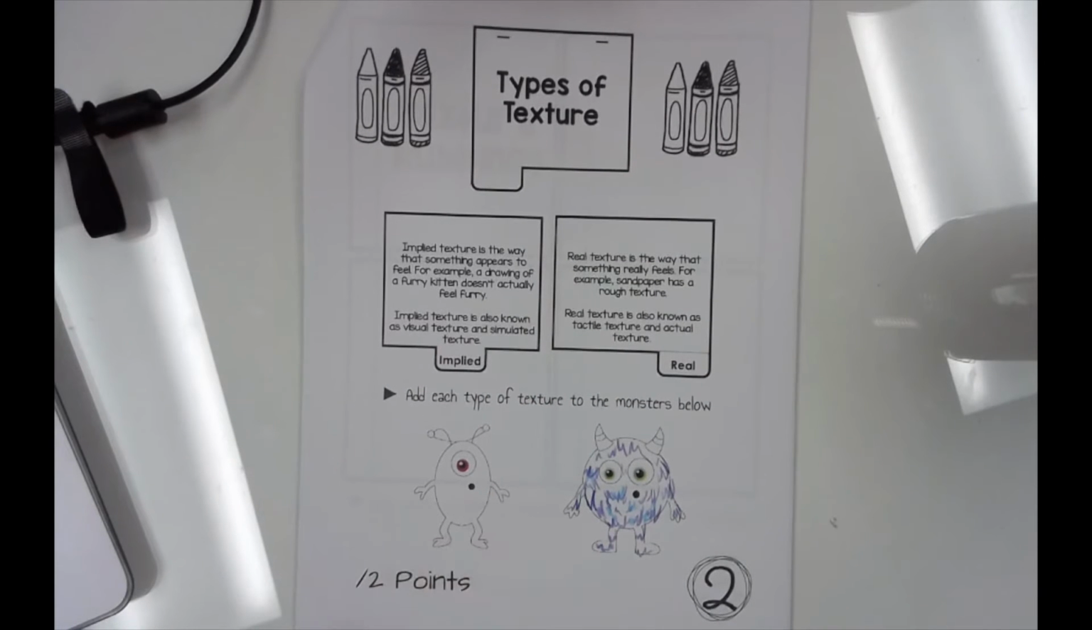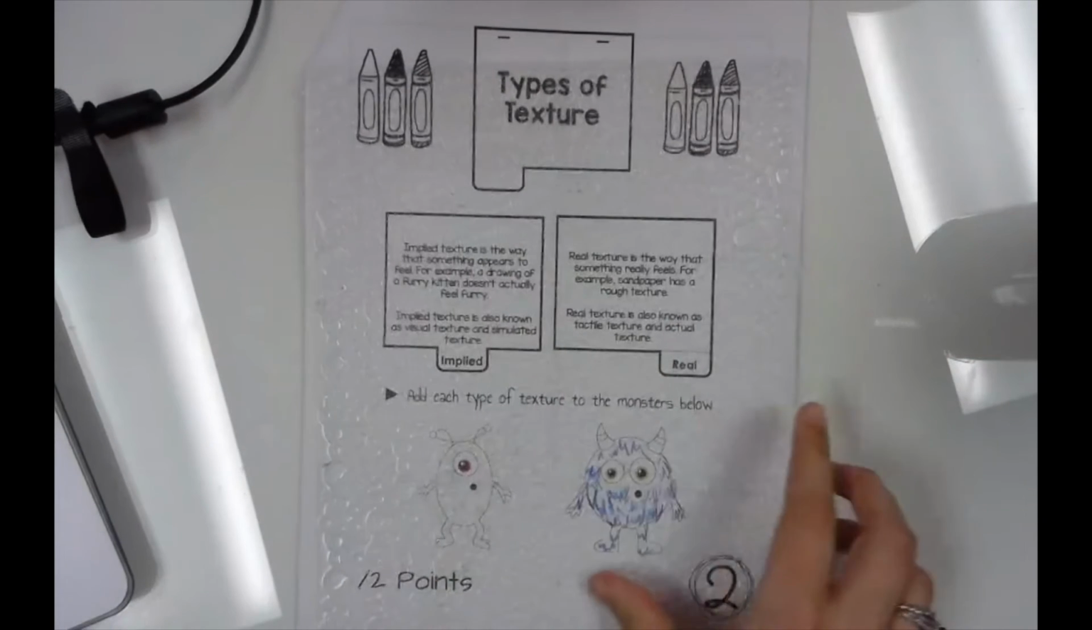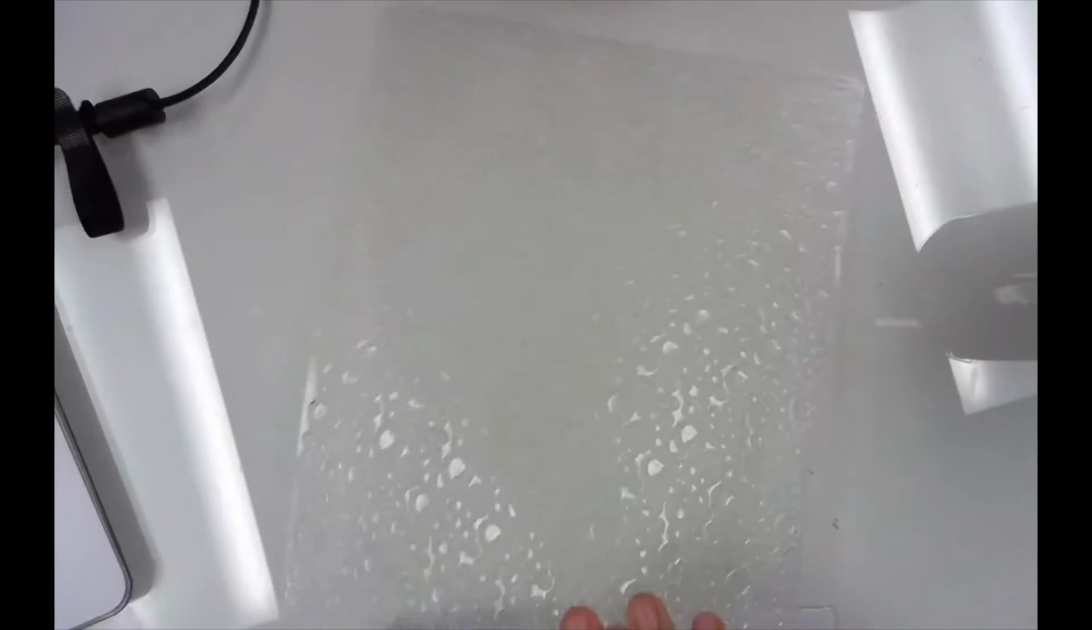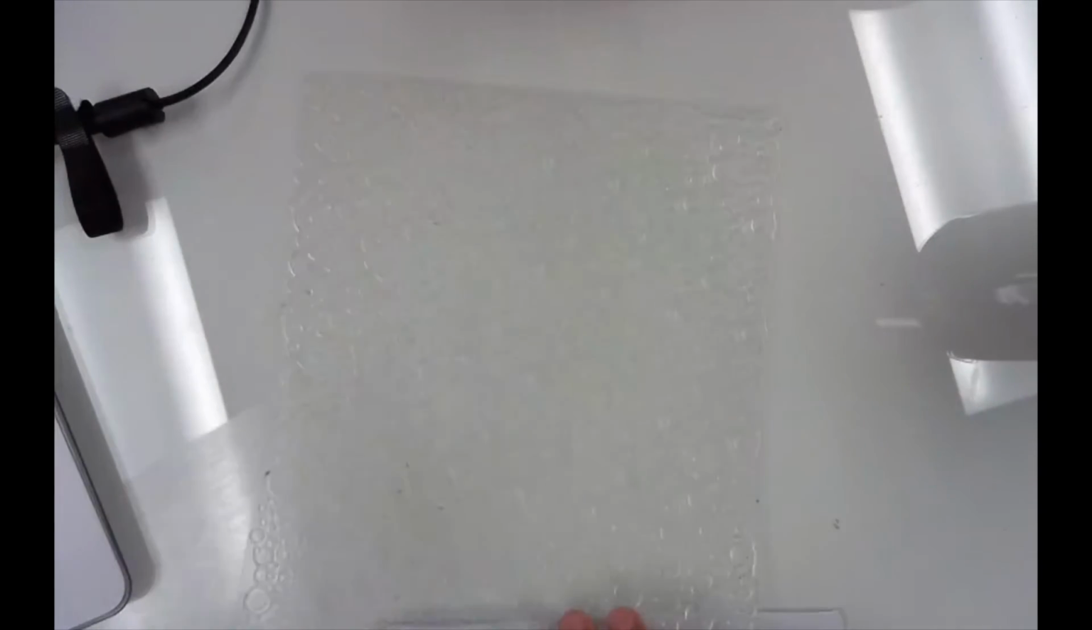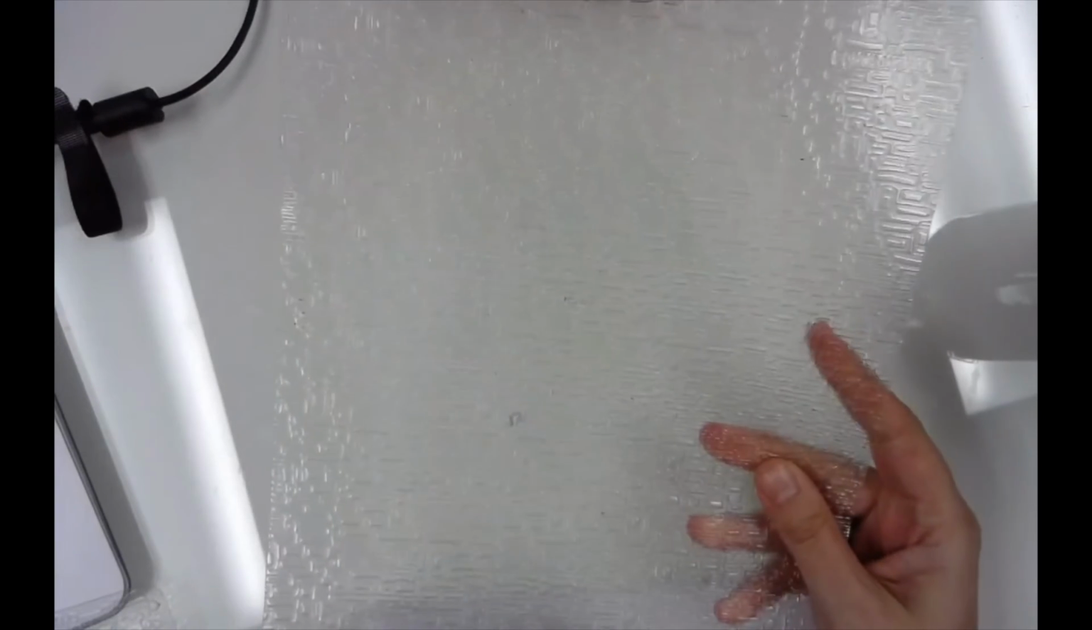Now, we obviously are not going to really be able to make our sketchbook feel a certain way, but we can use what we call texture plates. And these are texture plates. This is a clear one. This one kind of has like a little bubble texture. And then here's another one, and it kind of has like this little rectangle texture.